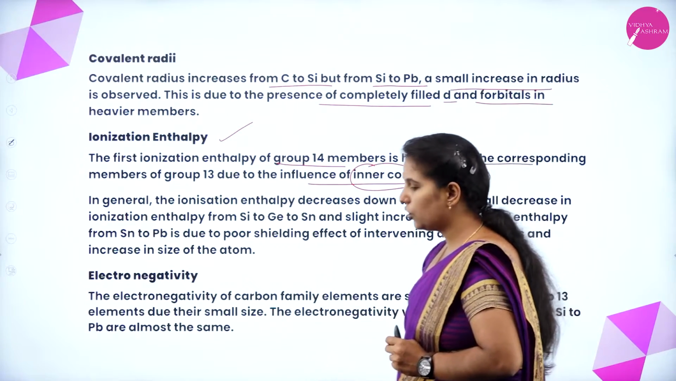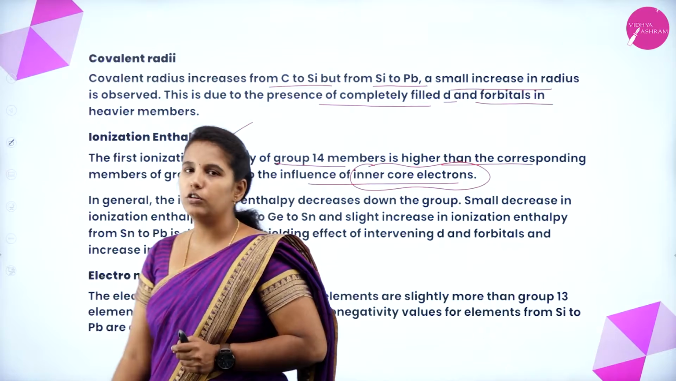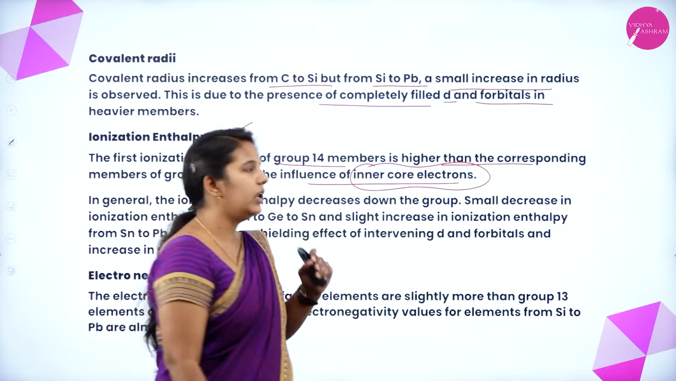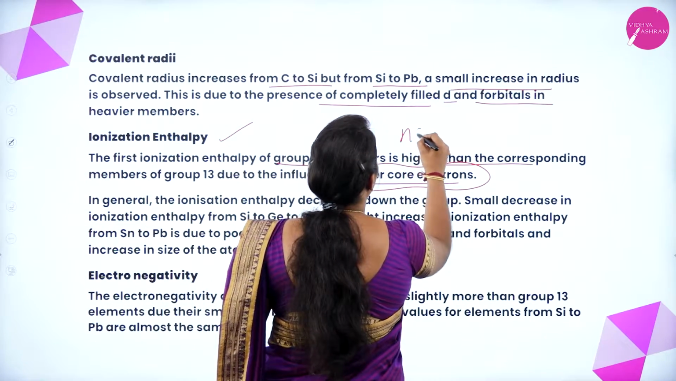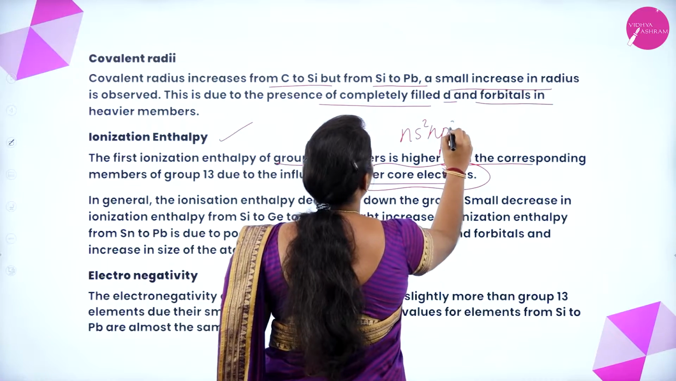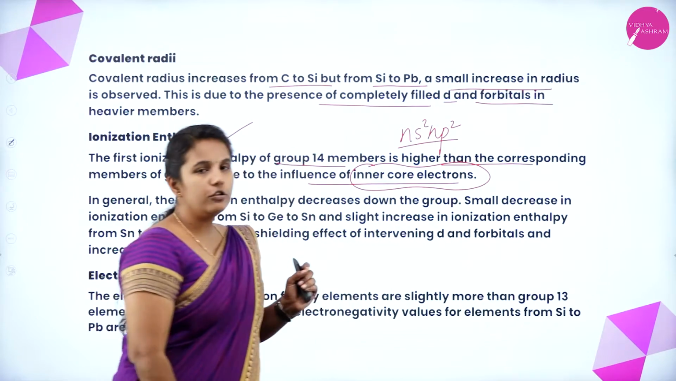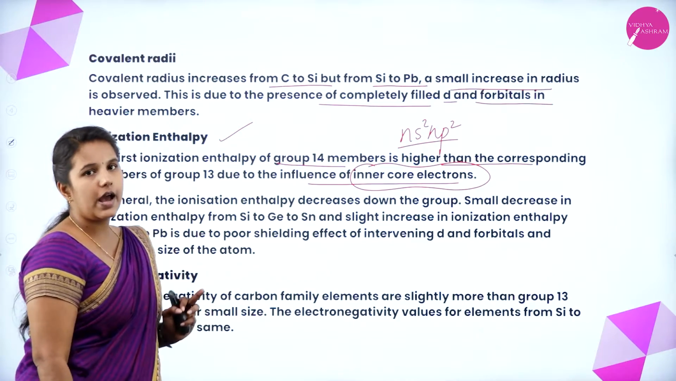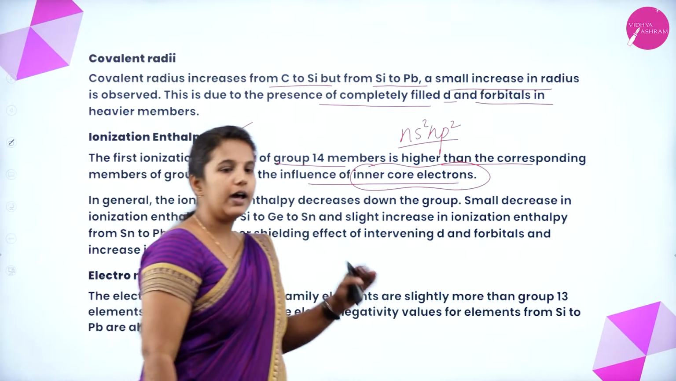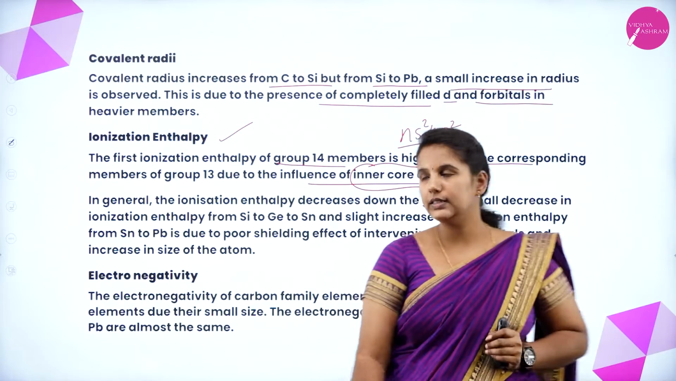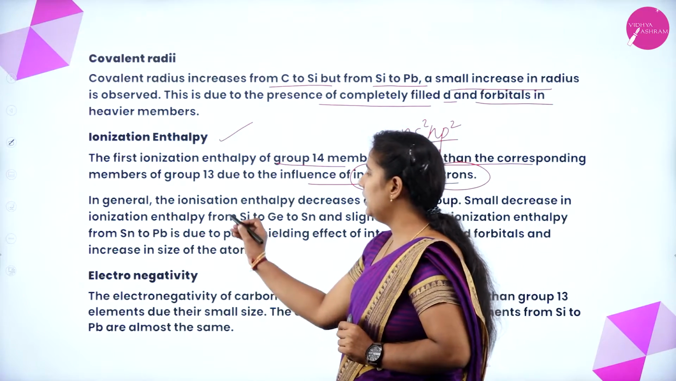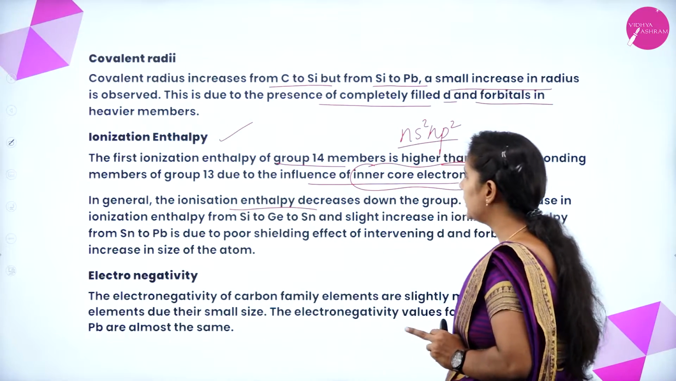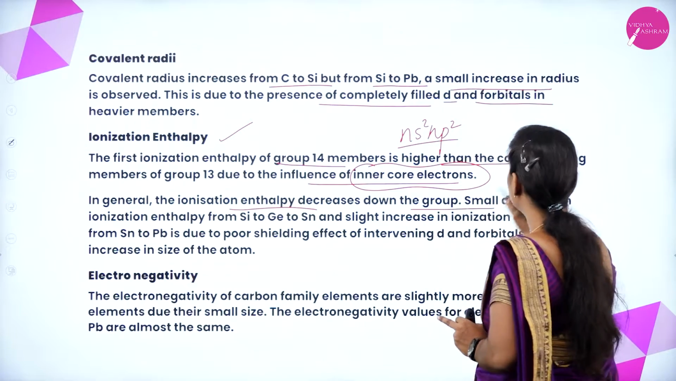So what is the inner core electron? We already know that group 14 elements have a general outermost electronic configuration of ns2 np2. Due to those 4 electrons in the outermost shell, their first ionization energy is higher compared with group 13. In general, we can say that ionization enthalpy decreases down the group.